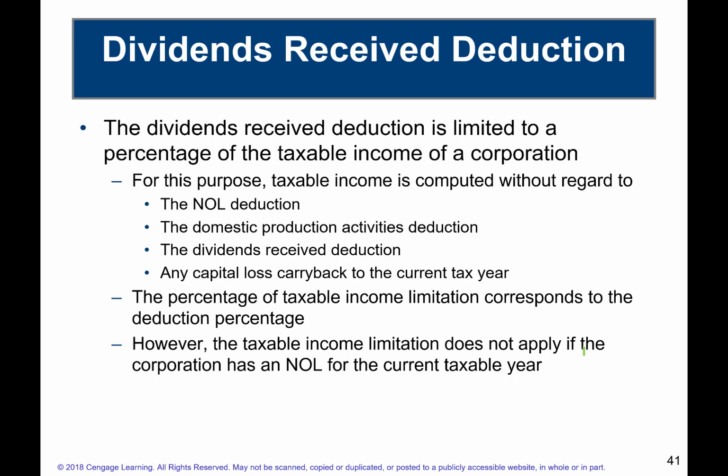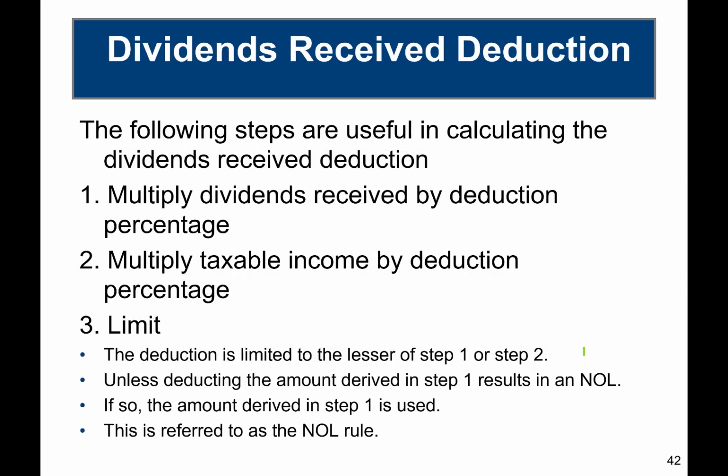The percentage of taxable income limitation corresponds to the deduction percentage. However, the taxable income limitation does not apply if the corporation has an NOL for the current taxable year. And you look at that and you're like, okay, what the heck is all that? So you look at the next slide, and I think it's a little easier where we break it down into the steps that you should follow.